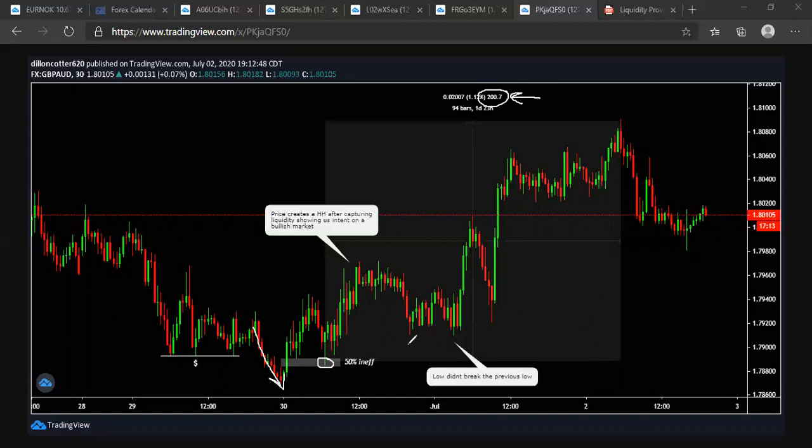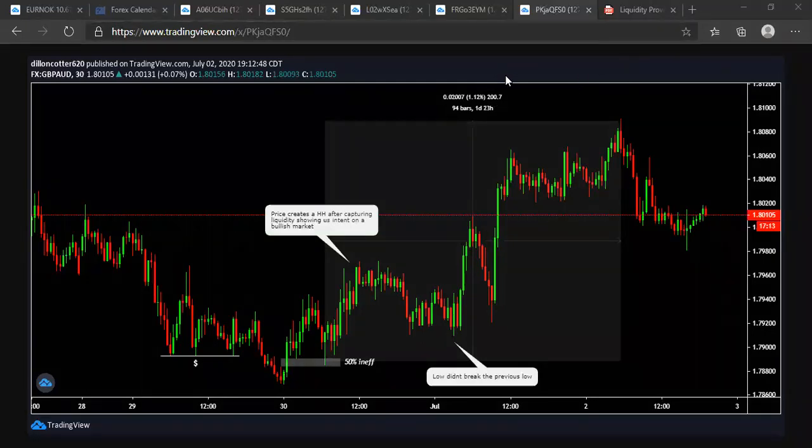Okay. And yeah, that's basically liquidity. In the simplest terms, liquidity is money. And you need to know exactly what you're looking for when you're looking for money. Okay.